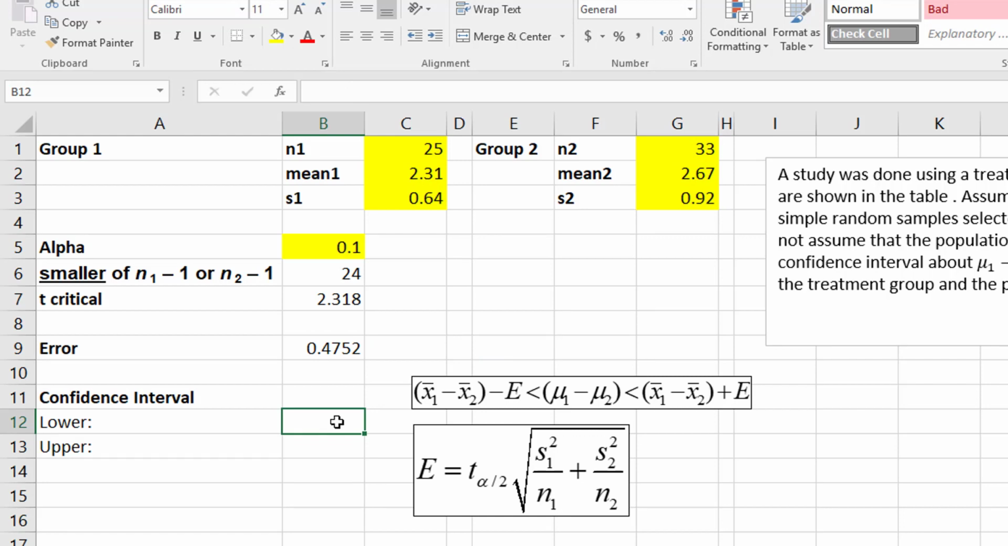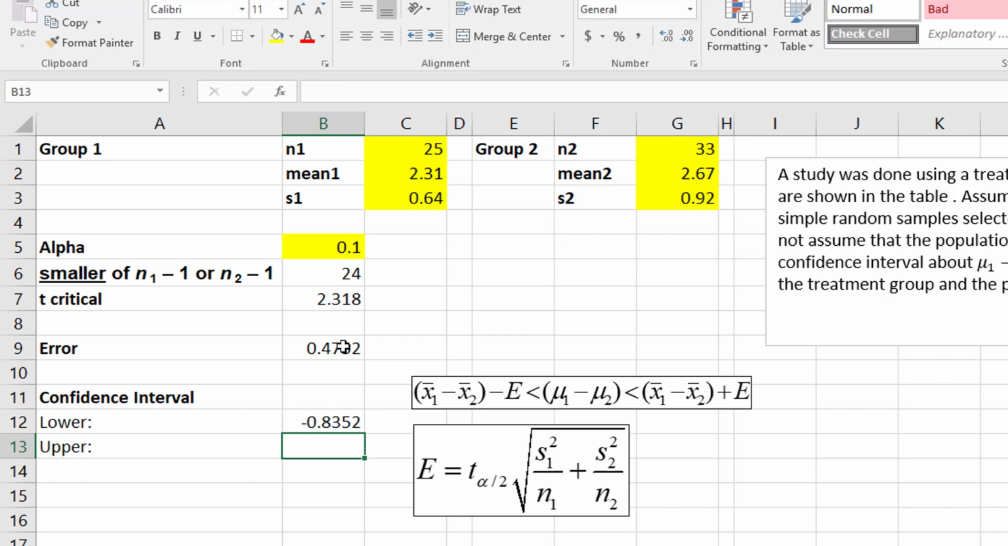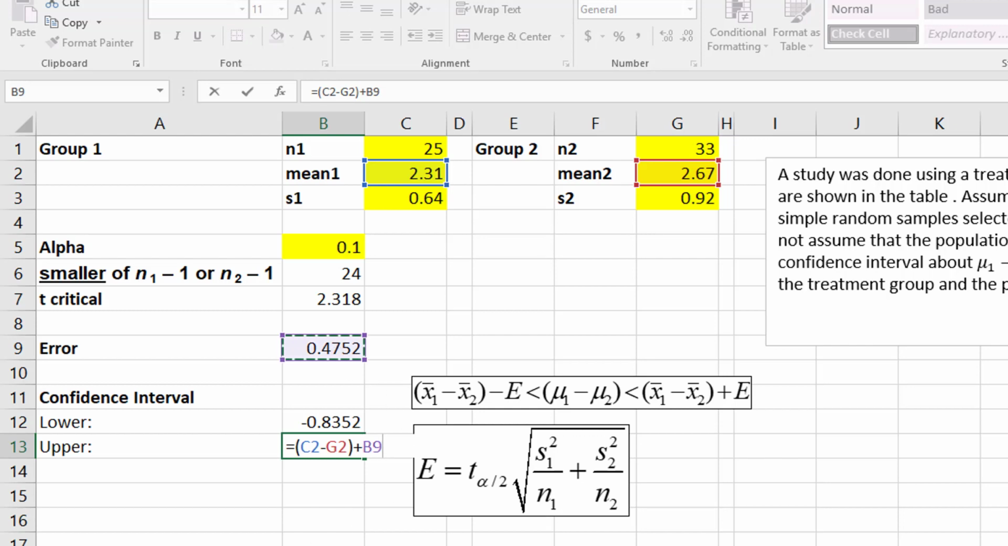So my confidence interval then, I can just kind of look at this, is equal to my first sample mean minus my second sample mean, and then minus my error. My other one would be equal to my first sample mean minus my second sample mean plus my error.